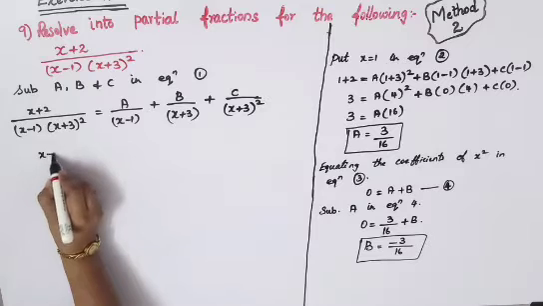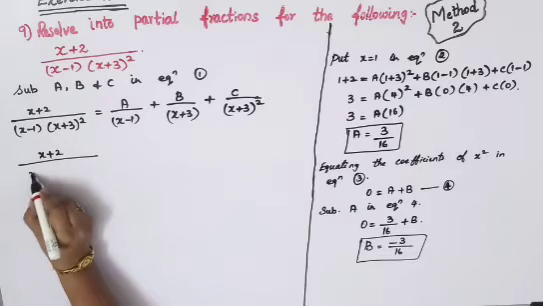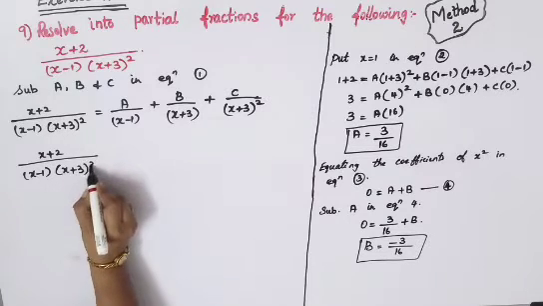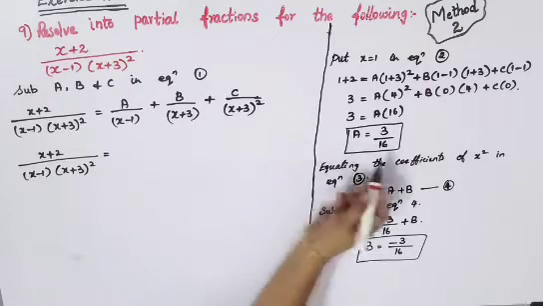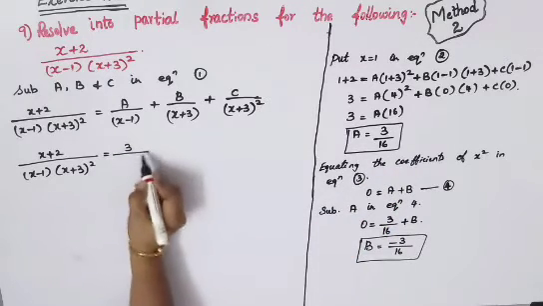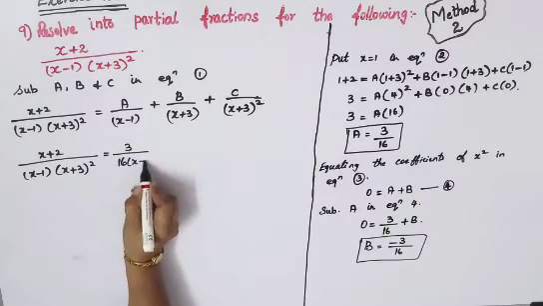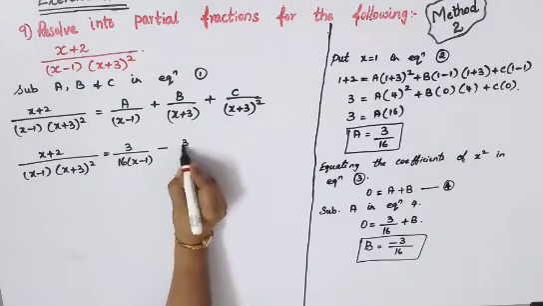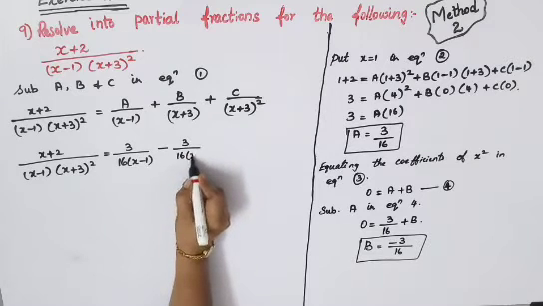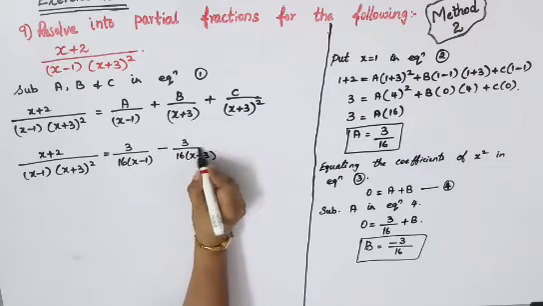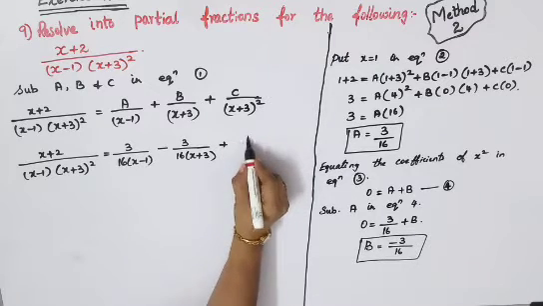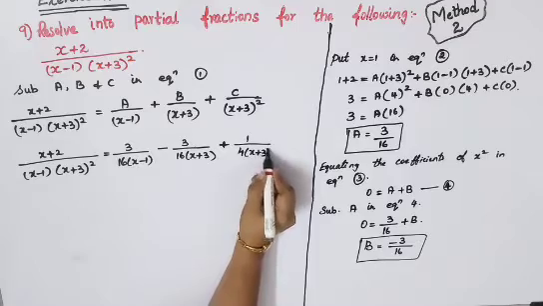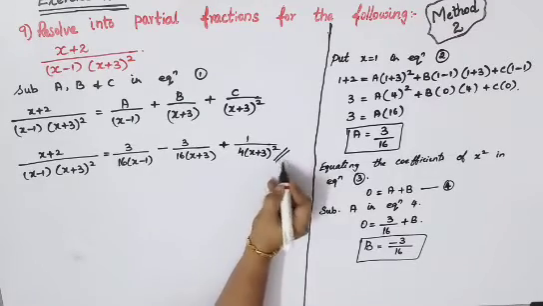So the left hand side will be there as it is, x plus 2 divided by x minus 1 into x plus 3 the whole square, which is equal to your a value here, 3 by 16. So 3 divided by 16 into x minus 1. So b is minus 3 by 16. So I'll just write minus 3 divided by 16 into x plus 3. Then your c is 1 by 4. So 1 divided by 4 into x plus 3 the whole square. So this is the answer for your 9th question.